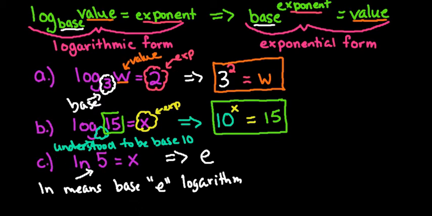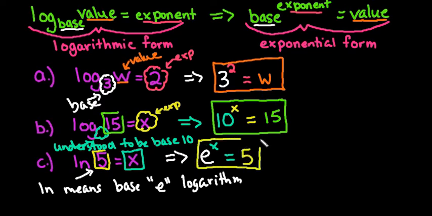You would then have to identify your exponent. So this would be our exponent. And we would just say this equals our value. So in this case, our value is 5. So we would say e to the x equals 5. And this would be our final answer. Again, we're not solving anything. We're not trying to find any variables. We're just looking at how we can rewrite this in the opposite form.